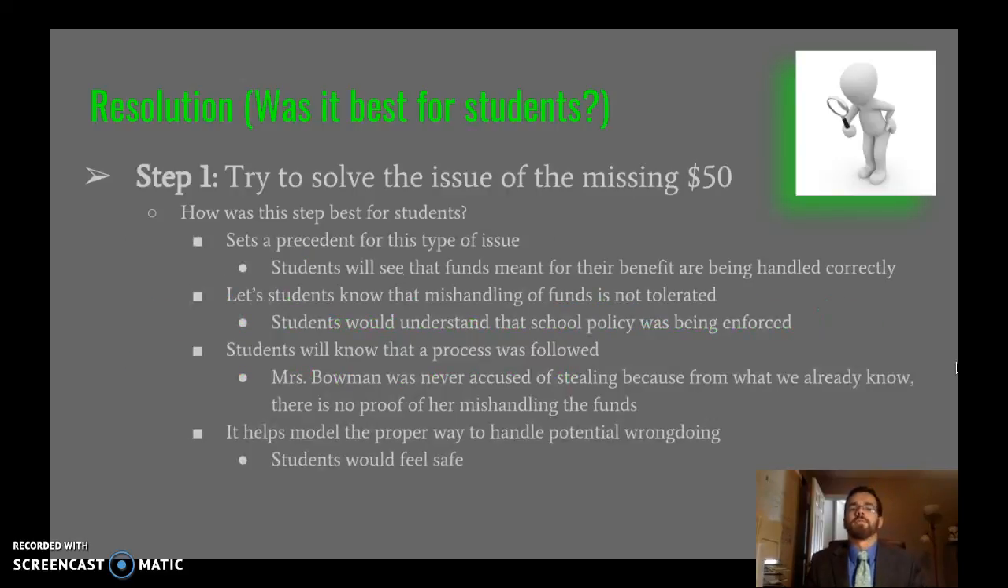Category 3, resolve issues based on promoting the success of all students. So resolution, was it best for students? Step 1, I think it was. That step was trying to solve the issue of the missing $50. It was best for students because it sets a precedent for this type of issue.